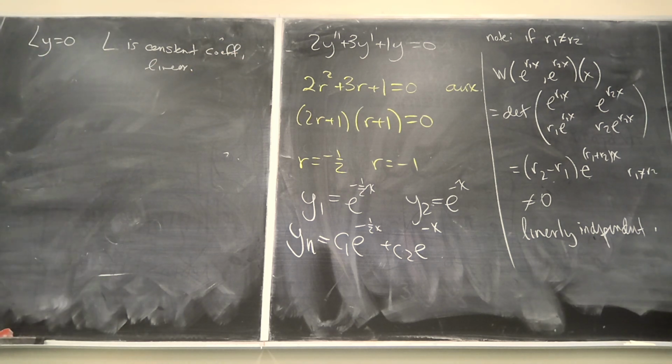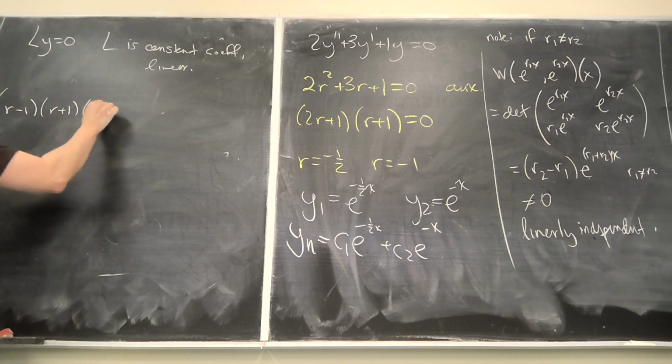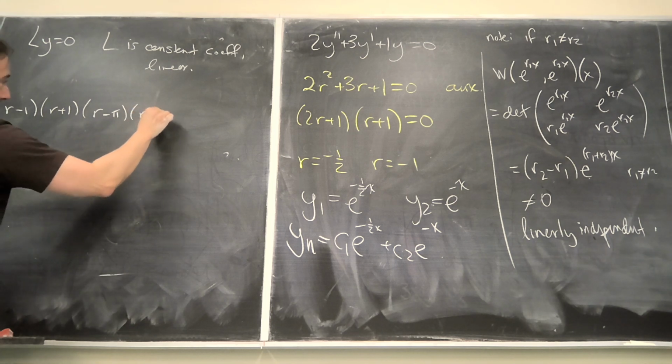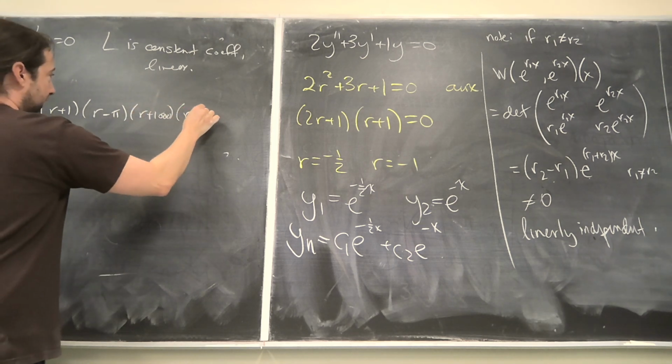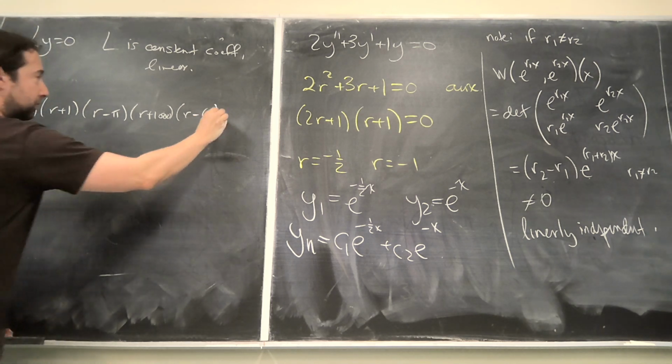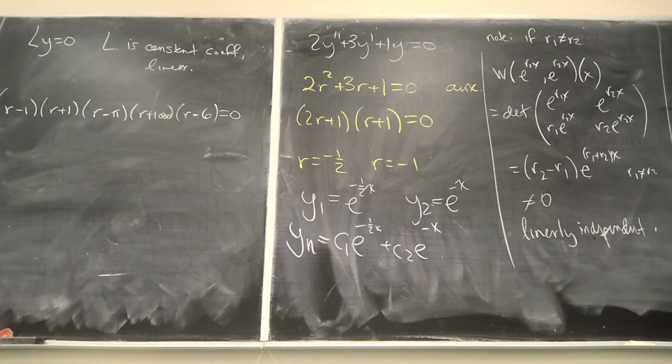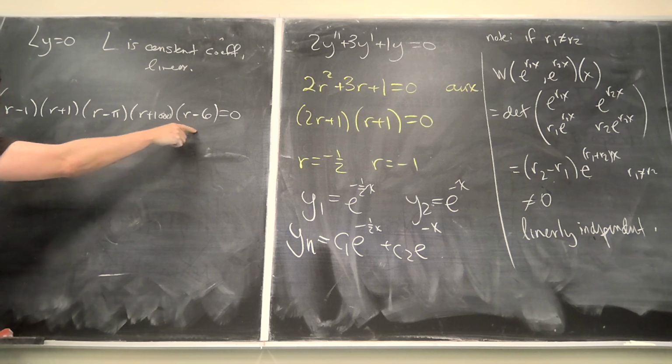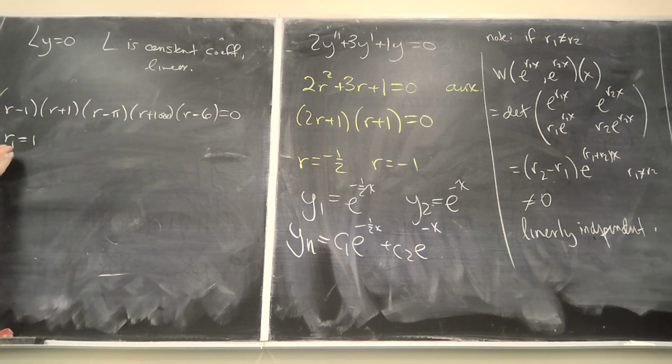And suppose you had an auxiliary polynomial that looked like (r - 1)(r + 1)(r - π)(r + 1,000)(r - 6) = 0. So you wrote down a characteristic polynomial and you factored it. Then you can just read off each of these distinct linear roots. See, r1 is 1, r2 is -1, r3 is π, r4 is -1,000, r5 is 6.